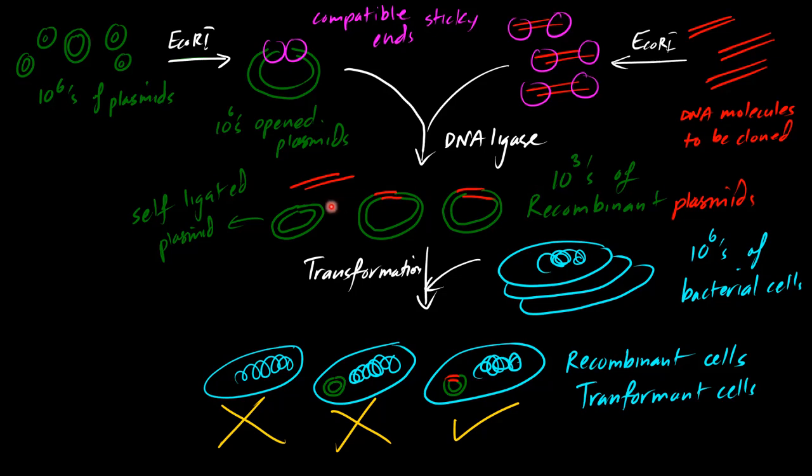But sometimes, because both ends of the plasmid, when they are generated by the restriction enzyme, are also compatible with each other, which means that they can base pair with each other, the ligase can convert the plasmid back into its circular form. So we have a self-ligated plasmid.